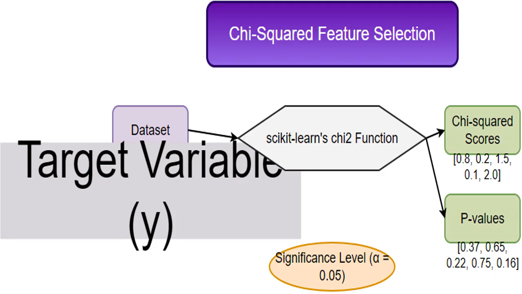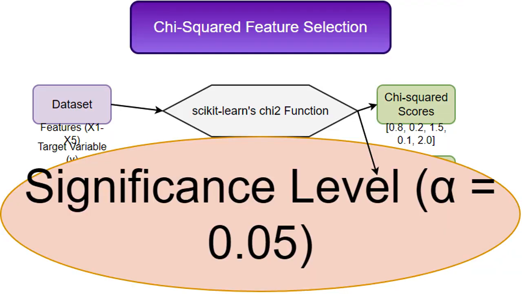I am using a statistical tool from a Python library called Sklearn. The chi2 function helps me assess how strongly each of the features x1 to x5 is related to the target variable y. It uses the chi2 test, which is great for categorical data. I've set my significance level to 0.05 or 5%.